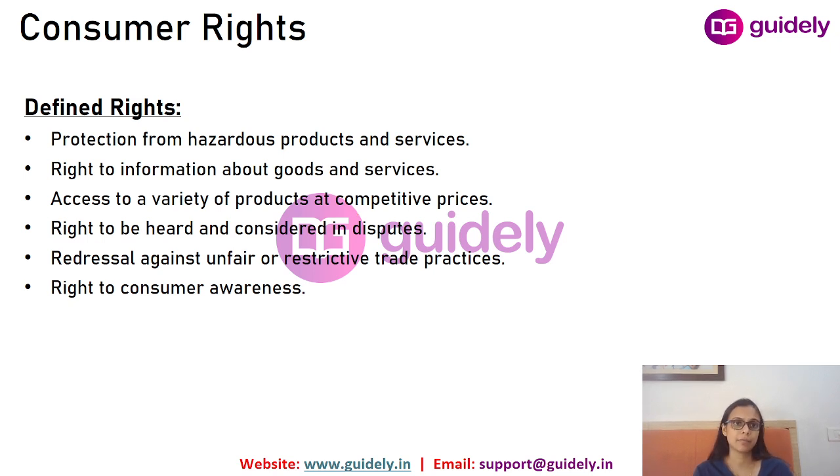What are consumer rights? The act is basically about protecting the consumer rights. There are few rights given to the consumer. What are those rights? So those rights include protection from hazardous products and services, right to information about goods and services, access to a variety of products at competitive prices, right to be heard and considered in disputes, redressal against unfair or restrictive trade practices, and right to consumer awareness. These are few rights. You can see how exhaustive they are and how they protect consumer at each and every level.